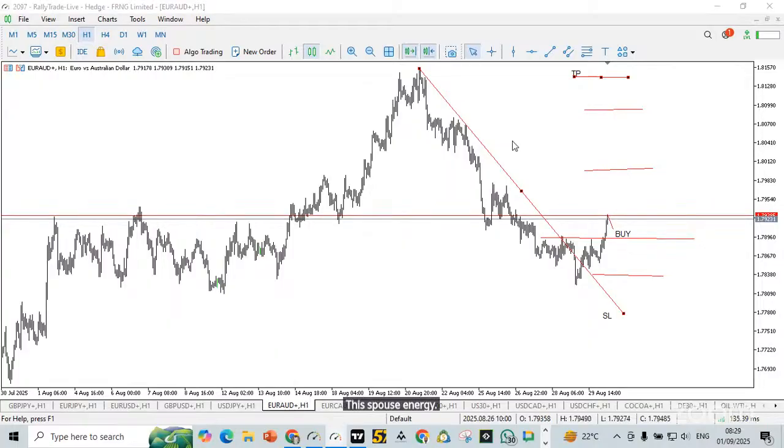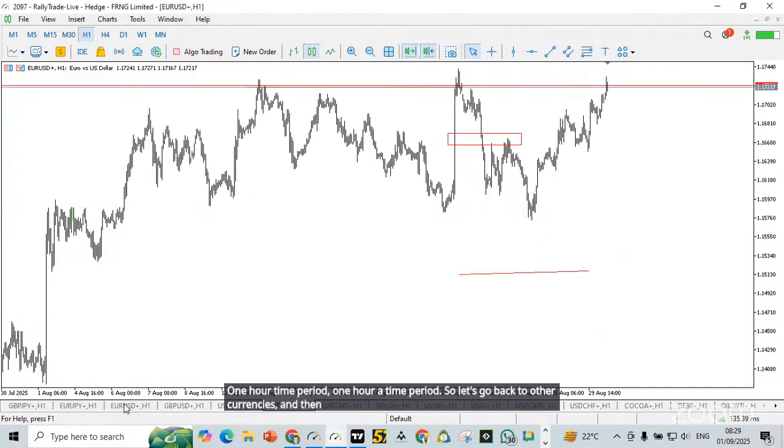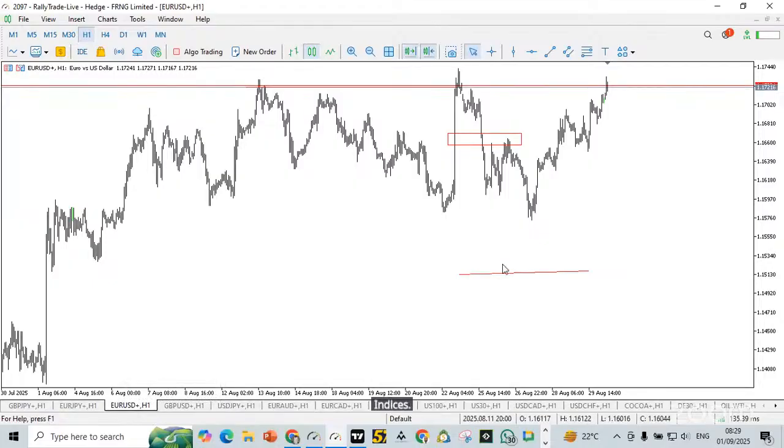Right. So now let's go back to our time frame. The time frame I'm basically using for my entry is the 1 hour time frame. So let's go back to other currencies and then we do commodities and indices, nothing you requested for some of us.